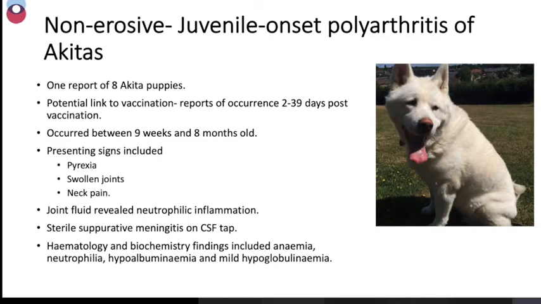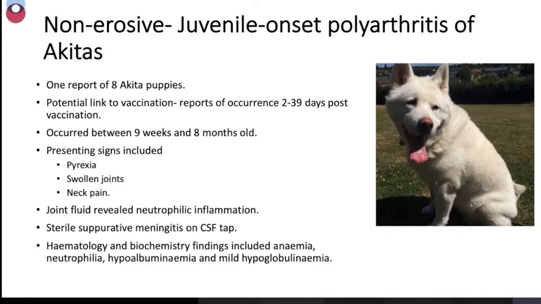And then there's non-erosive juvenile onset polyarthritis of Akitas. One of the biggest instances of this was a case report of Akita puppies that developed polyarthritis signs potentially linked to a recent vaccination. The typical age range was slightly younger than we see for other forms of polyarthritis, so 9 weeks to 8 months old. And these dogs generally had signs associated with polyarthritis, so swollen joints, joint pain, and pyrexia.